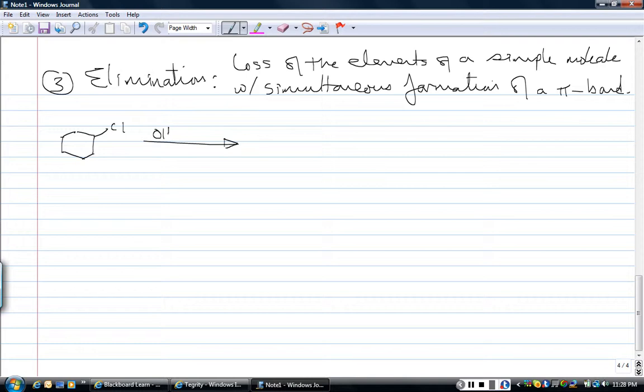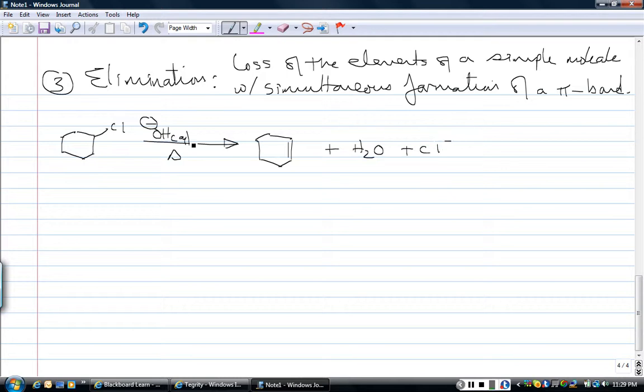If I treat this with hydroxide, aqueous, and heat, it would make the alkene. And that reaction is an elimination reaction because we've lost the elements of a simple molecule, HCl, and we have simultaneously formed a pi bond. What is interesting to note here is that the inorganic products of this reaction, in fact, are water and chloride.